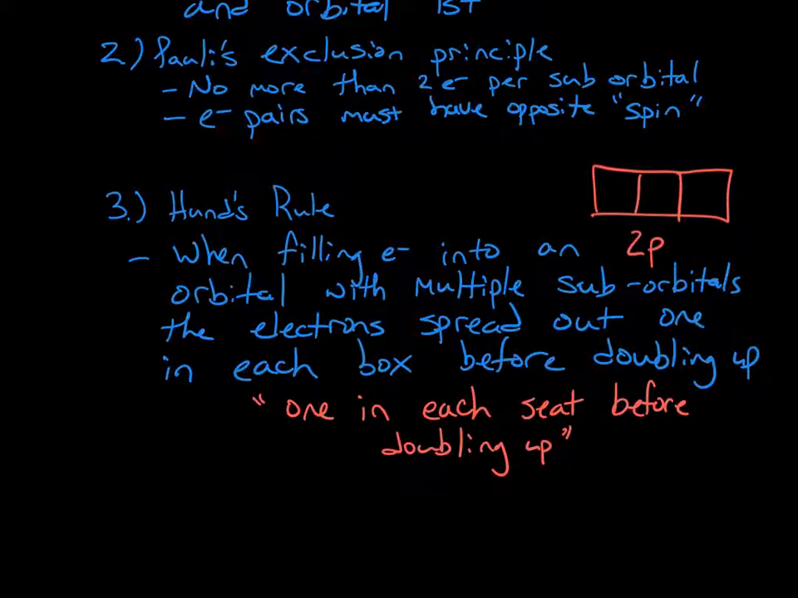It is inappropriate to fill electrons unevenly using Hund's rule. The first electron goes into the first box and the next one goes right next to it? No, that's weird. That doesn't happen on the bus. That doesn't happen with electrons. They tend to spread themselves out before doubling up.